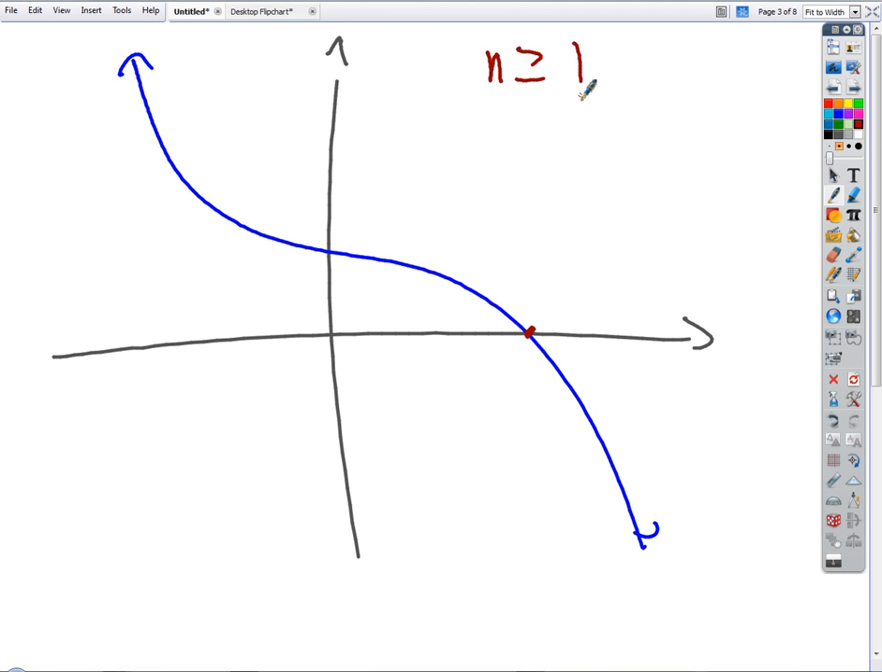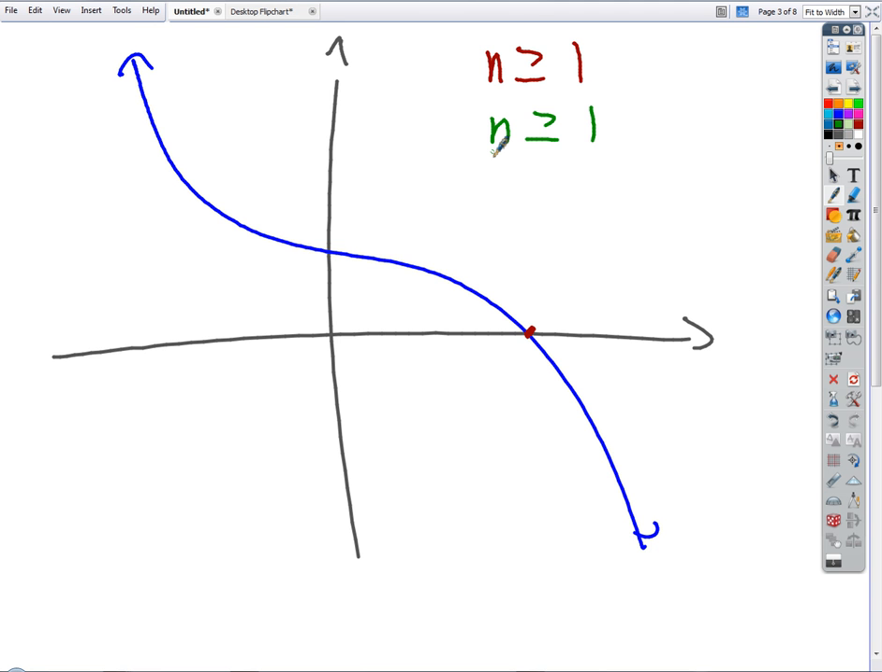Now think about your little buddy the ant that's walking down this function. He goes downhill the whole way. He never goes from going down to going up, or from going up to going down. So the number of turning points is also telling us n is greater than or equal to 1. 0 turning points, got to be 1 more than that.